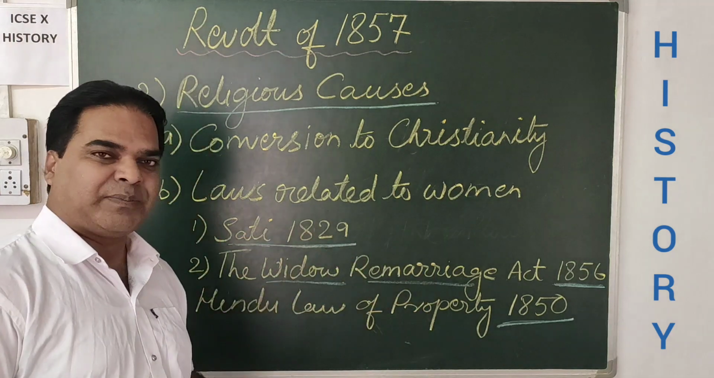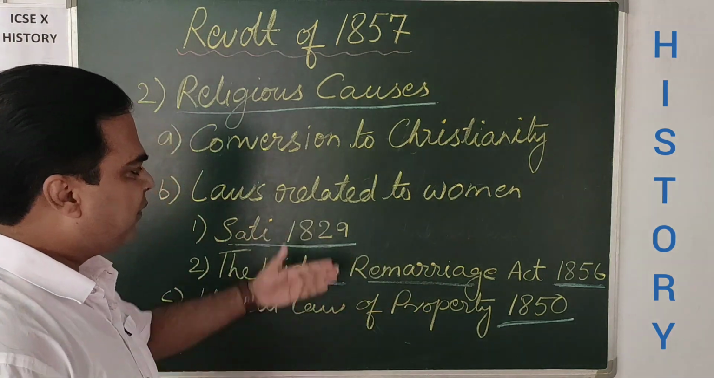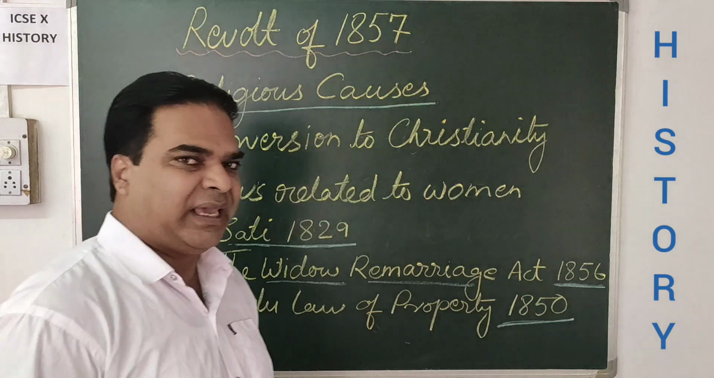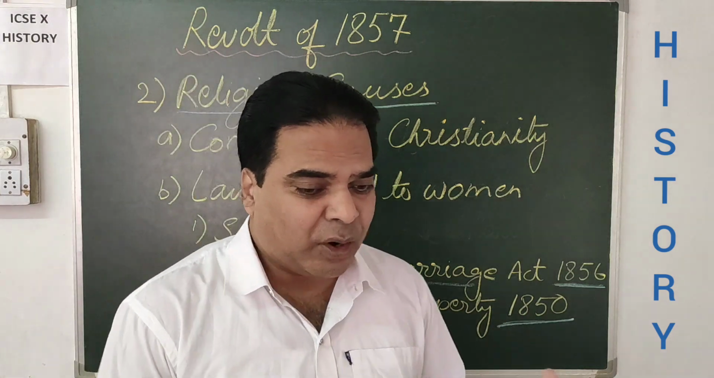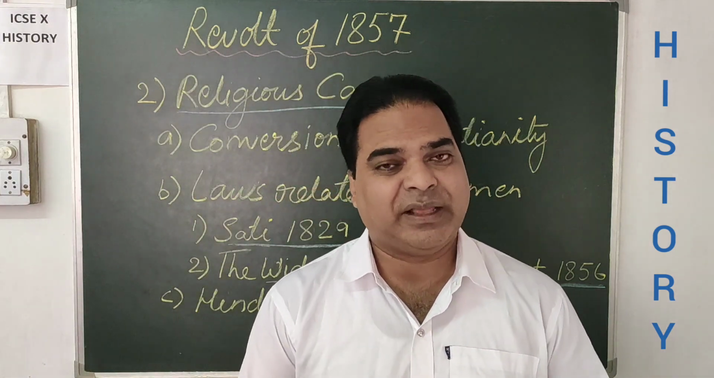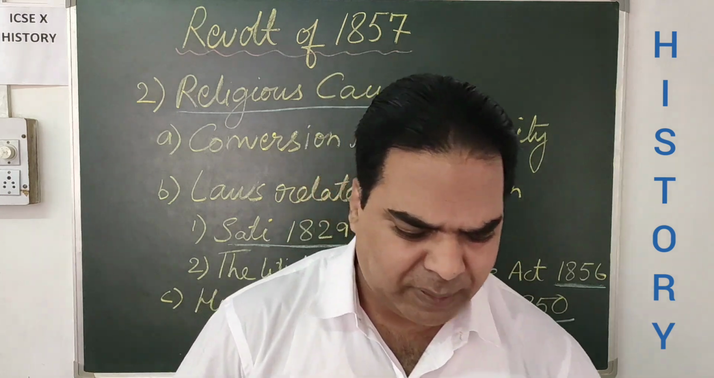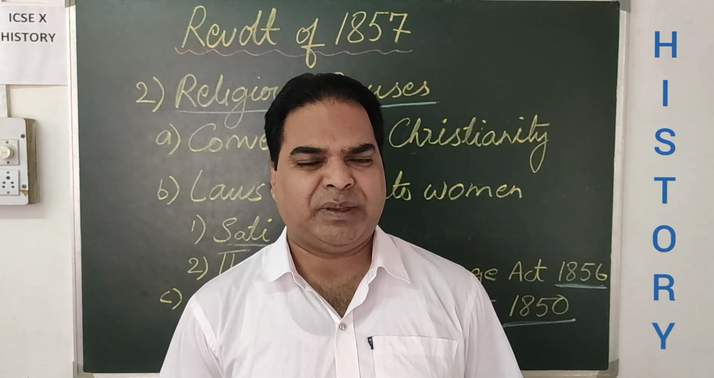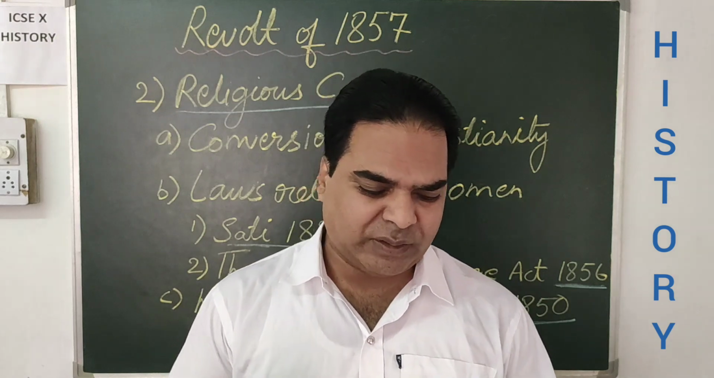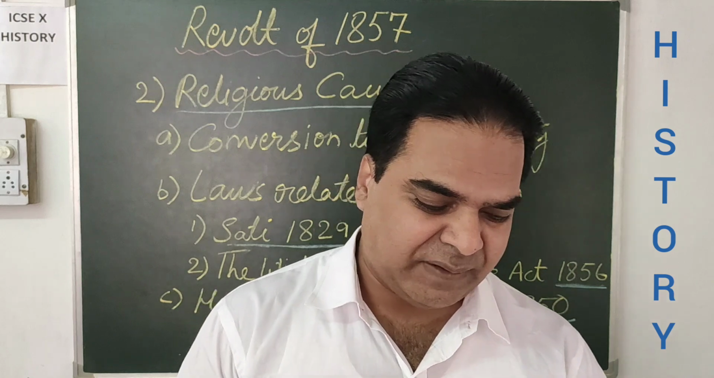Widow Remarriage Act was passed in 1856. So all this became one of the important causes under the heading religious cause for the revolt of 1857, because Indians were very much frustrated. We can say that there was a panic among the people. That is why this also became one of the most important causes for the revolt of 1857.